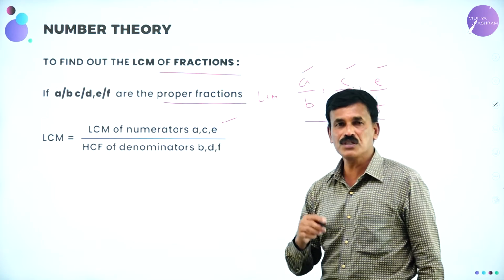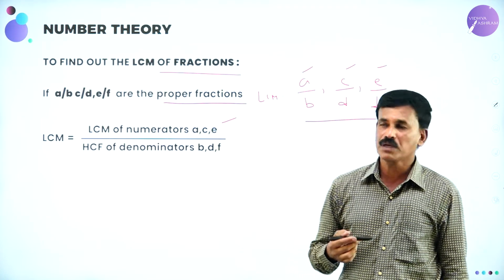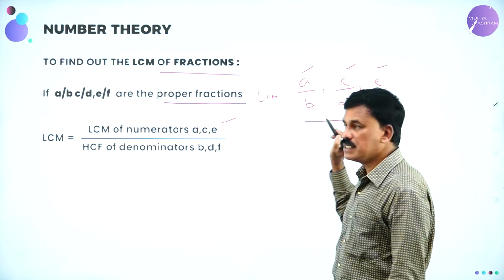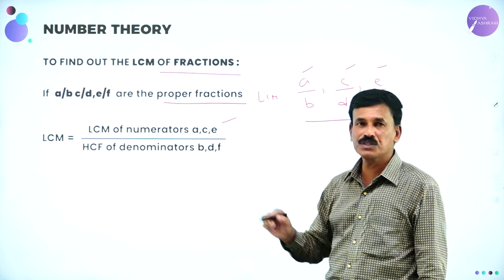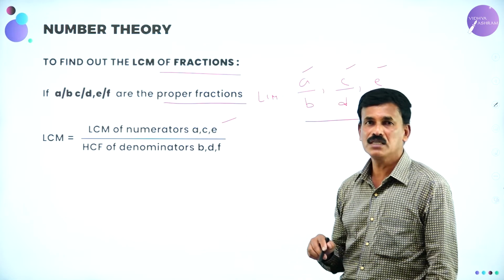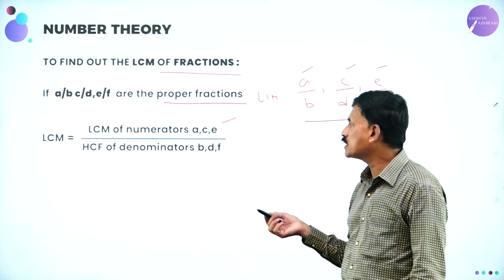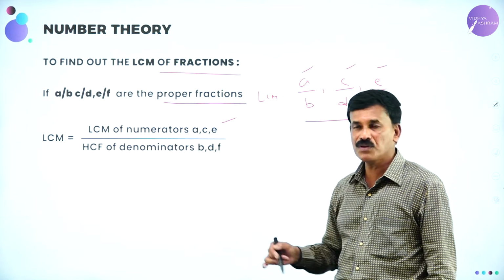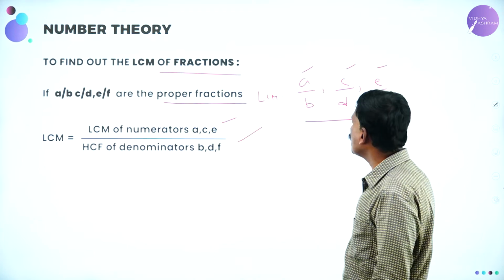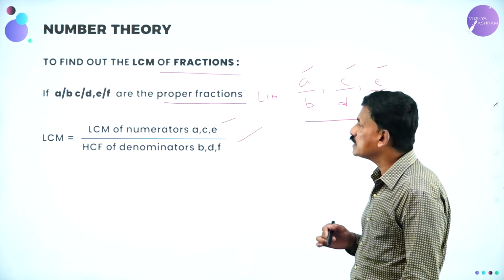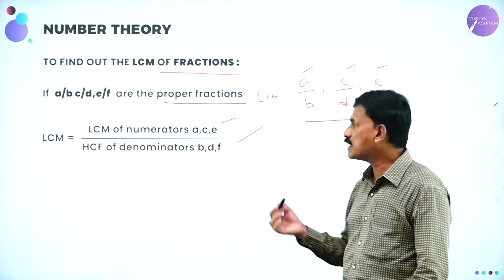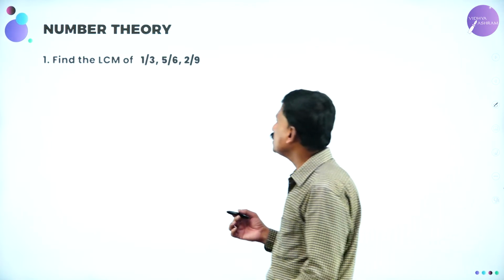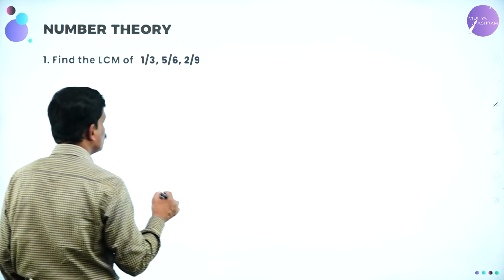Now first, to find out the LCM for a proper fraction of the form A by B, C by D and E by F, just find out the LCM for the numerator and find out the HCF for the denominator. So if you divide LCM of numerator by HCF of denominator, you will get the LCM for the given fractions. Okay. Now let us take an example based on this. Find the LCM of 1 by 3, 5 by 6 and 2 by 9.